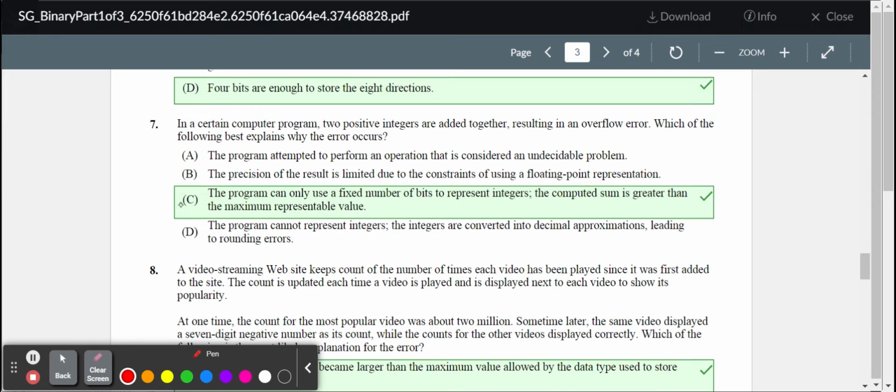That is correct. Attempt performing operation is considered undecidable. If it's an overflow error, it's not going to be undecidable. The precision won't matter if it's an overflow. Cannot represent integer converted to decimal approximately. No. Overflow does not have rounding.